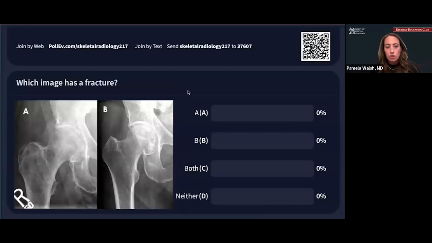Okay, and which of these images shows a fracture? Or both?